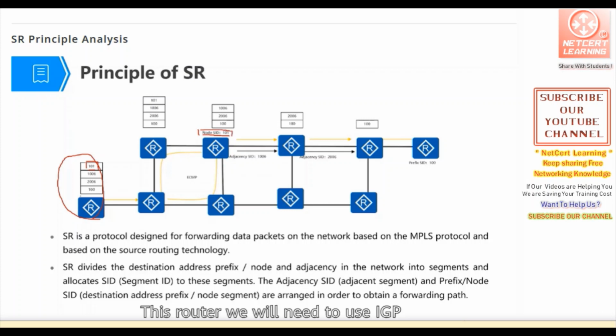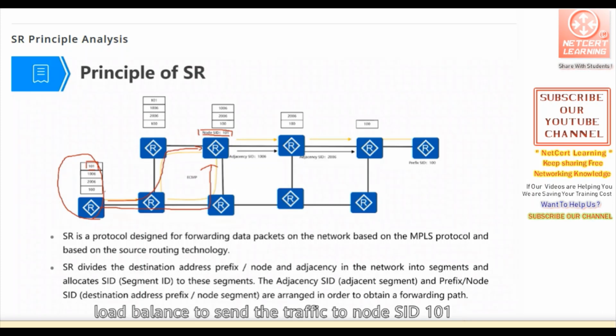So now this router, we will need to use IGP to find the optimal path to 101. Okay, so for this router, how can we reach 101? By IGP. If the cost of these two paths is the same, we will use ECMP load balancing to send the traffic to node SID 101.